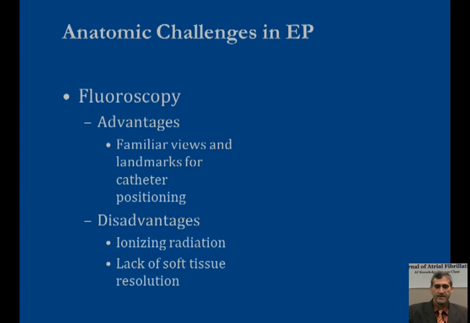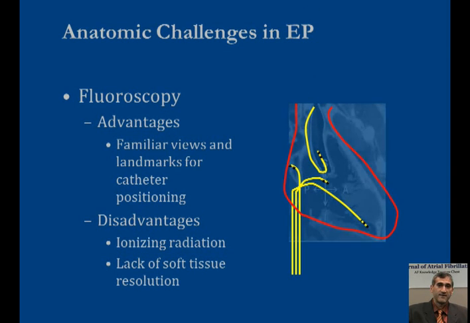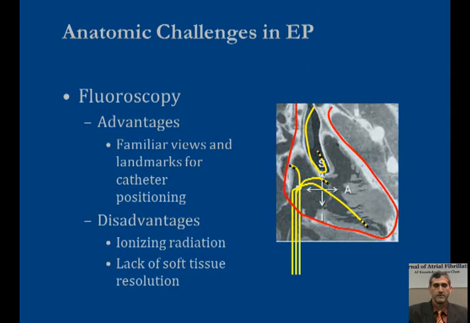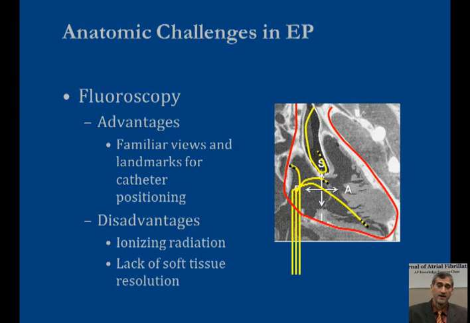disadvantages. Certainly, the advantages of fluoroscopy are that it provides familiar views and landmarks for catheter positioning, and we're all used to knowing how to advance catheters through the aortic valve or to appropriate positions in the right atrium and right ventricle for our electrophysiology studies using the cardiac silhouette on fluoroscopy. But the disadvantage is that there's a lot of ionizing radiation, and fluoroscopy lacks soft tissue resolution.